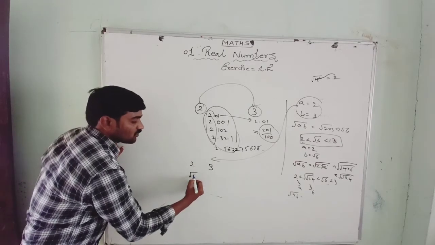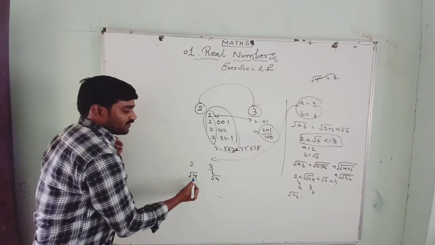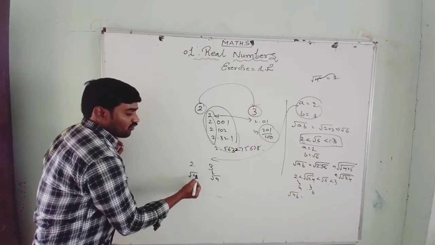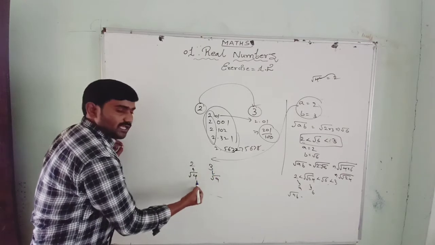This 2 can be written as root 4. This 3 can be written as root 9. Yes, between root 4 and root 9. Under root of 4 the value is 2. Under root of 9 the value is 3. That means the same numbers are written here.